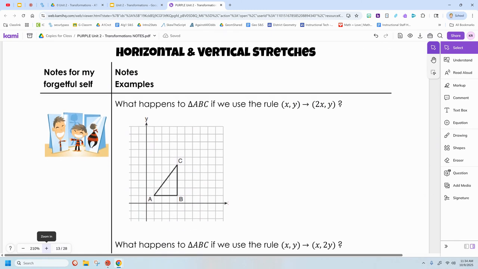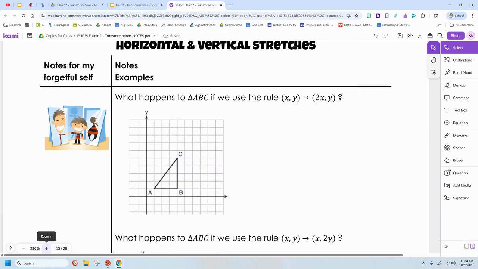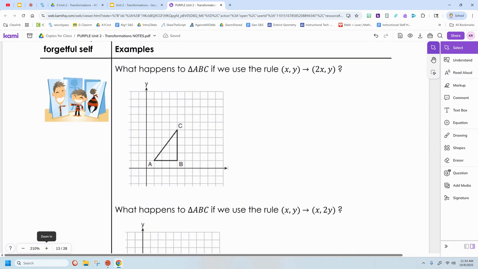All right, so today is horizontal and vertical stretches to start. Dilation is on the next page. If you've ever taken a piece of clip art and stretched it not proportionally, it gets wide or it gets tall, right? Kind of like a funhouse mirror does.